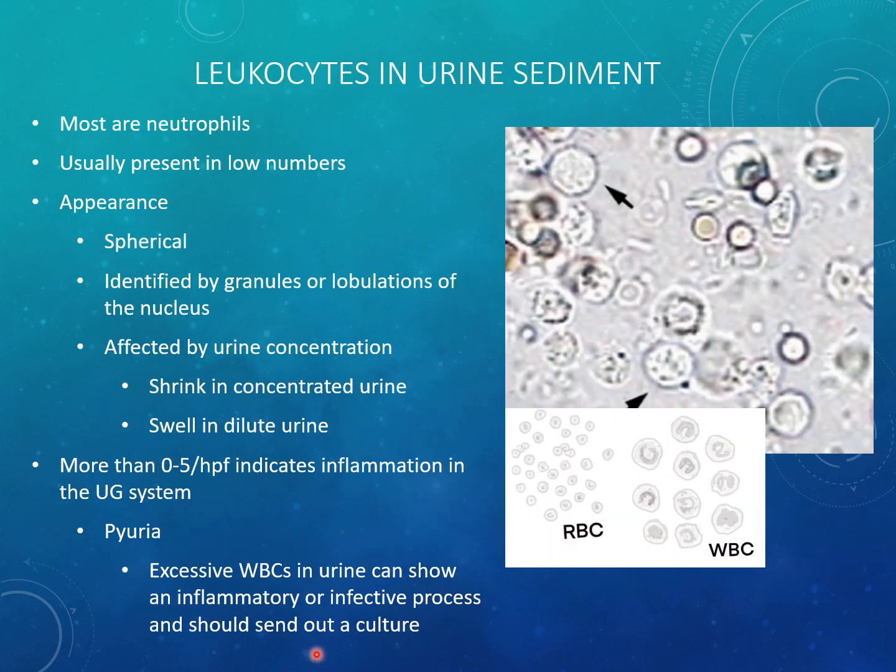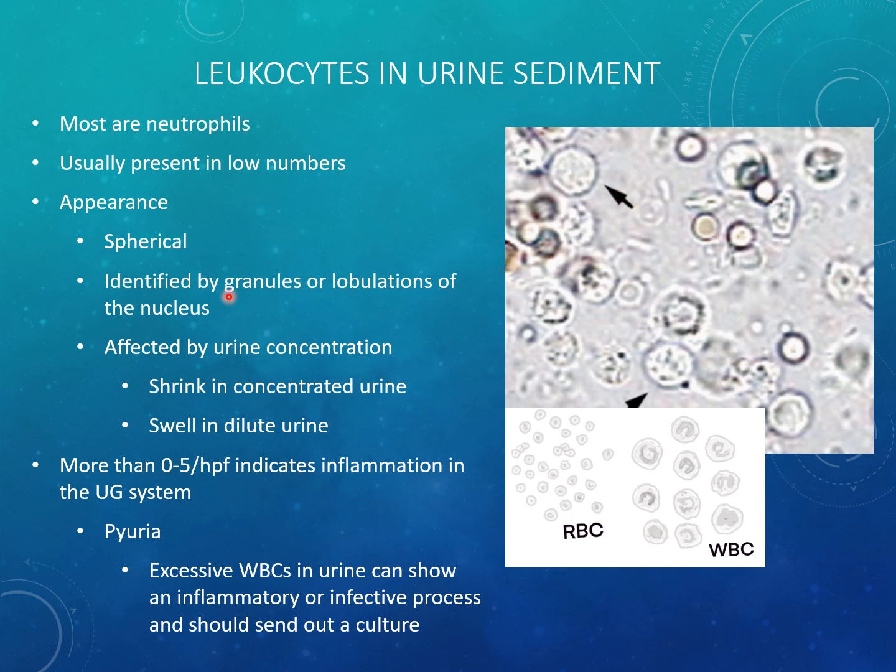When we see white blood cells in the urine, remember they're 1.5 to 2 times the size of the red blood cells, and they're mostly going to be neutrophils. So you can see here we have a red blood cell, and then this is a white blood cell. They're going to appear spherical. They're going to be bigger than the erythrocytes. You sometimes can see granules and the lobes of the nucleus. It is kind of hard to identify particular white blood cells, but it is easy to tell the difference between white blood cells and red blood cells.